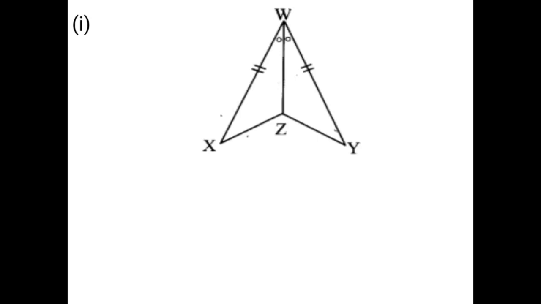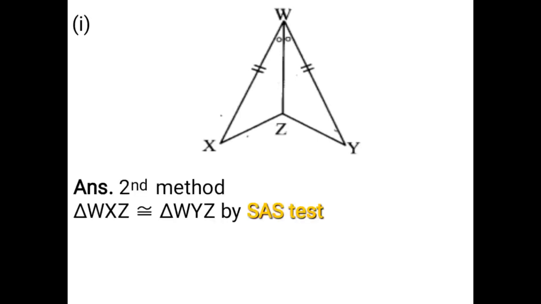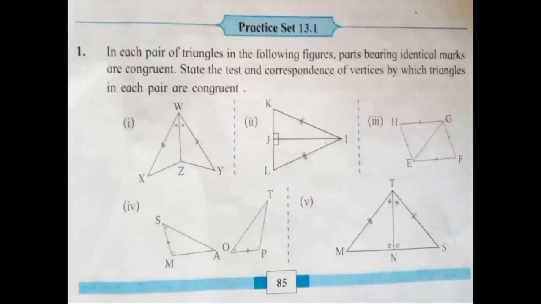So now we will write the direct answer. Triangle WXZ is congruent to triangle WYZ by side angle side test under the correspondence XWZ corresponds to YWZ. When you are writing the correspondence, always you have to write the correspondence pair according to the test of the congruence of triangles. Now we will do other sums directly by using the second method.